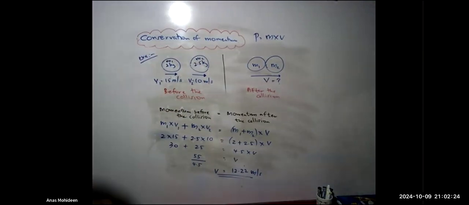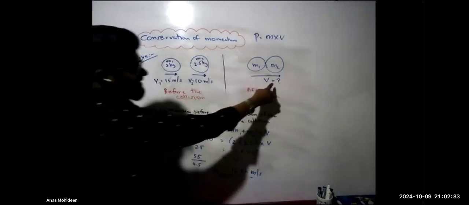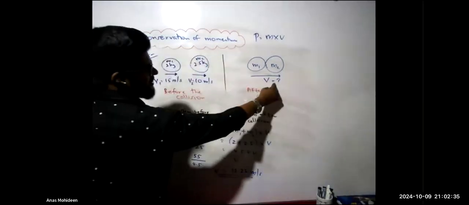Shall I write this down? Take it as an example question. We didn't write the question, but here it's clear. The data are given, and it's asking you what is v.